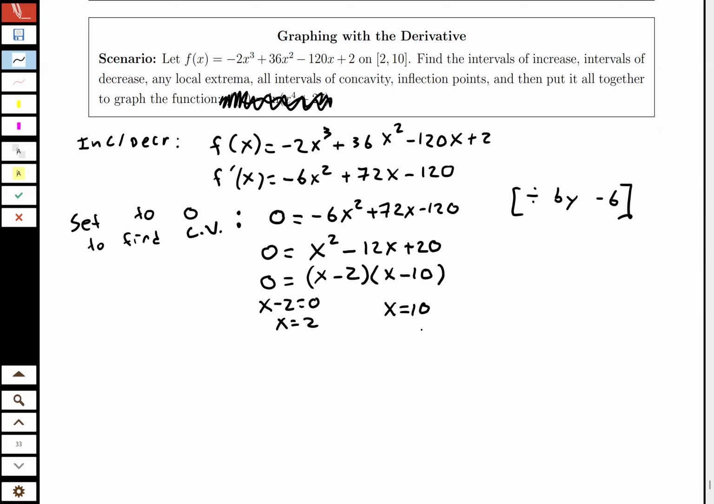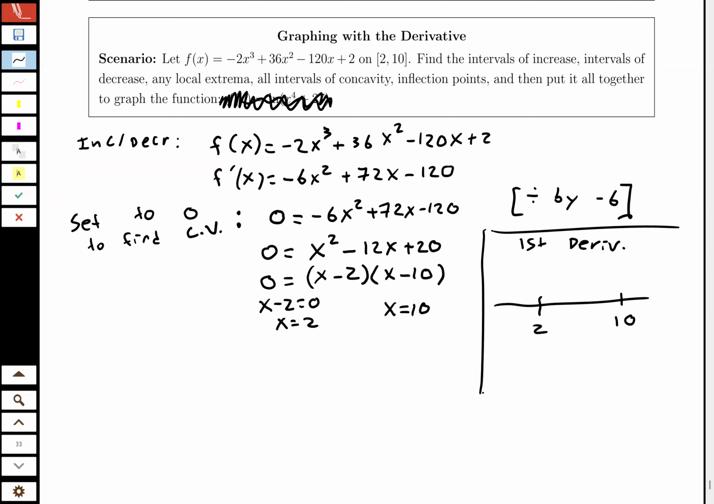I like to make a number line with these values, 2 and 10, for the first derivative, so I can have an idea of what's going on with increasing and decreasing. Because I know at 2, the derivative is 0, and at 10, the derivative is also 0.